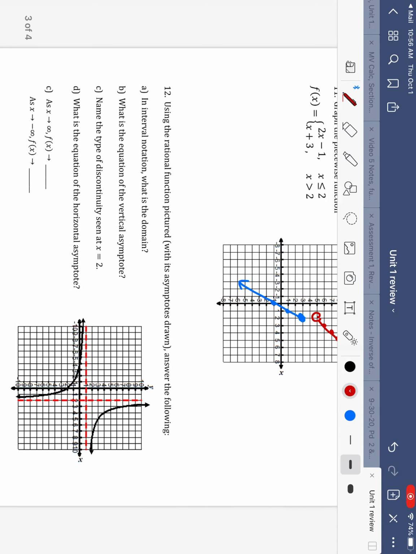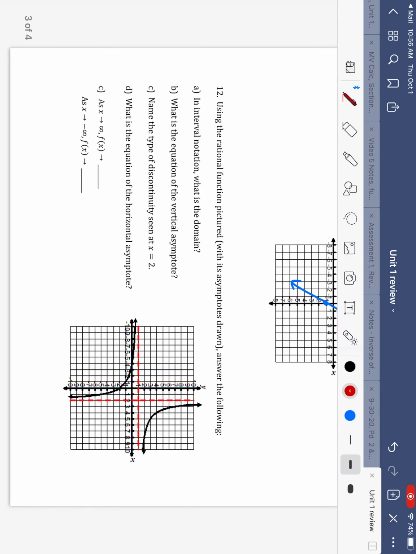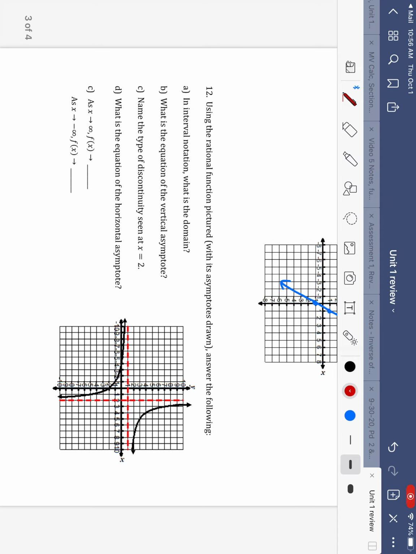That's it. Desmos can also help you out with that. All right, use this rational function picture to answer some questions. This line going across here would be y equals 1. That's a horizontal asymptote. This one going up and down is x equals 2. This is a vertical asymptote, remember?